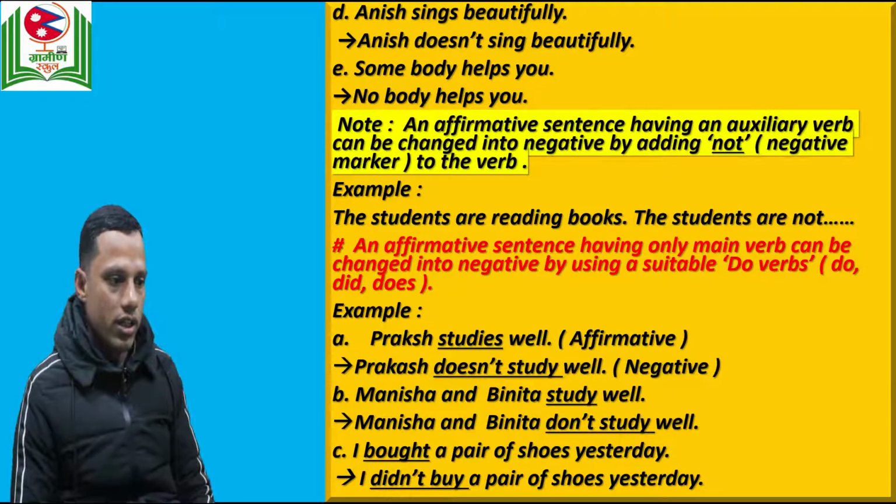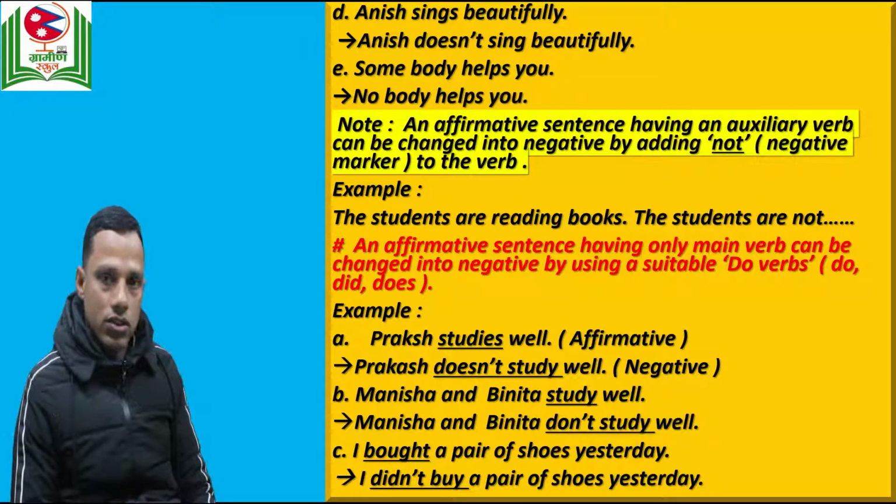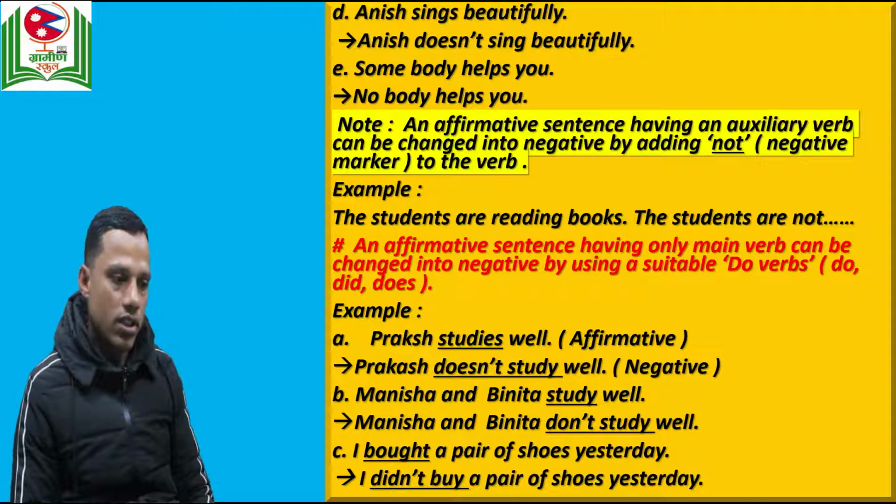Now in the note you can read there, there are some rules, how to change an affirmative sentence into negative. Yes, the first point given in the note, an affirmative sentence having an auxiliary verb can be changed into negative by adding the negative marker not, N-O-T, to the verb. Yes, for example, you can see the students are reading books. This is in affirmative form and we can change this sentence into negative as the students are not reading books.